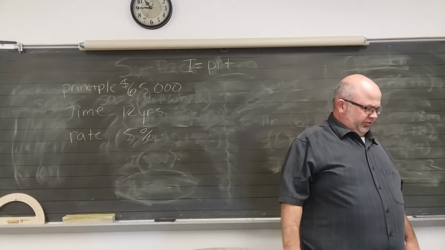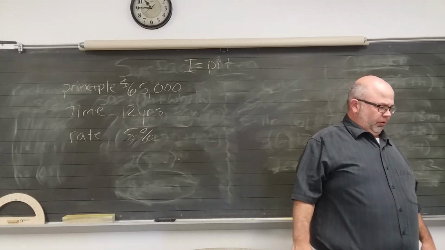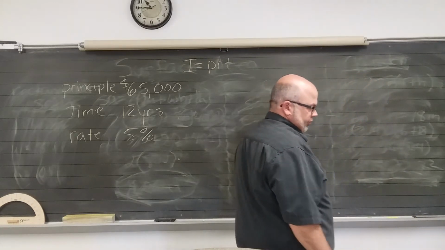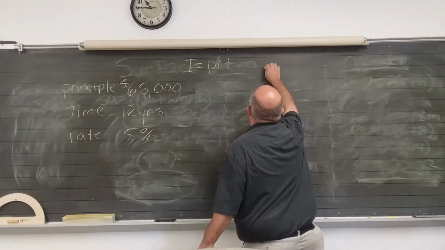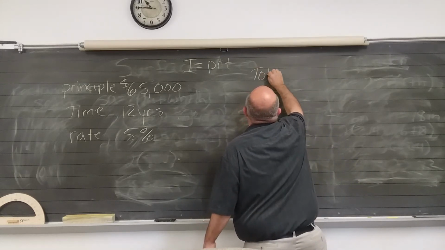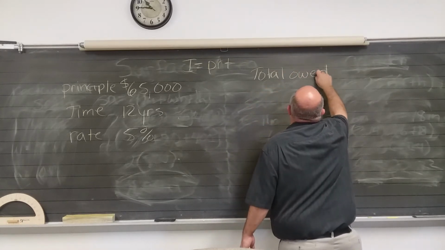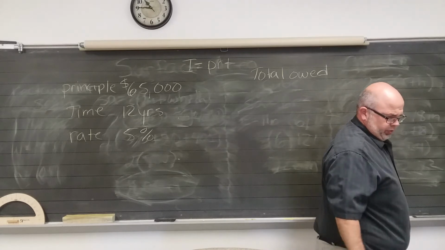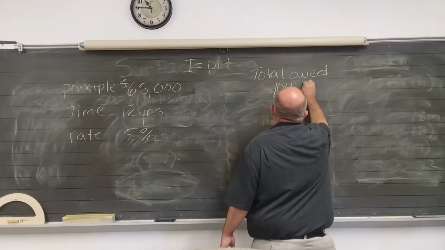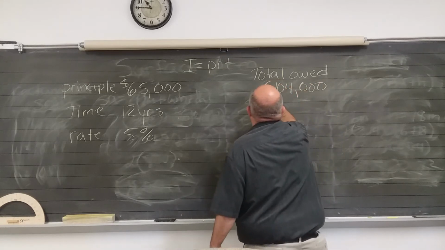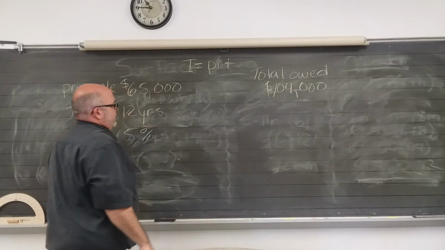So then what is his final total? What is the principal plus interest? Your final answer is $104,000. Total owed is $104,000. By now you should have that, right? If not, no big deal.